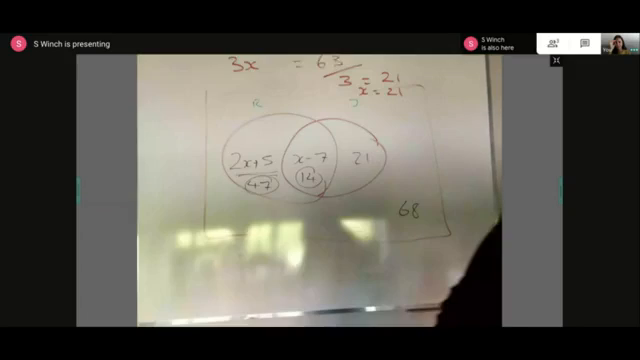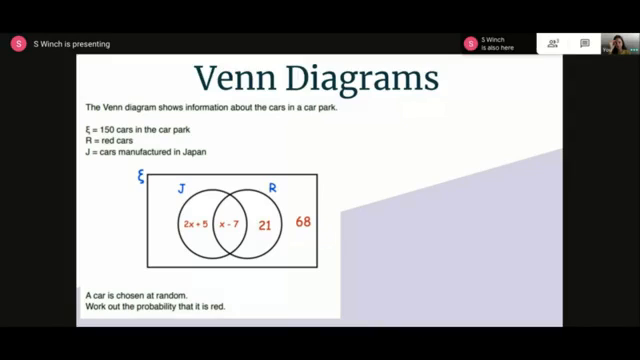I go back to the original question. It says J, which was on the left-hand side, was the cars manufactured in Japan. R was the red cars, and a car is chosen at random. So work out the probability that it is a red car.